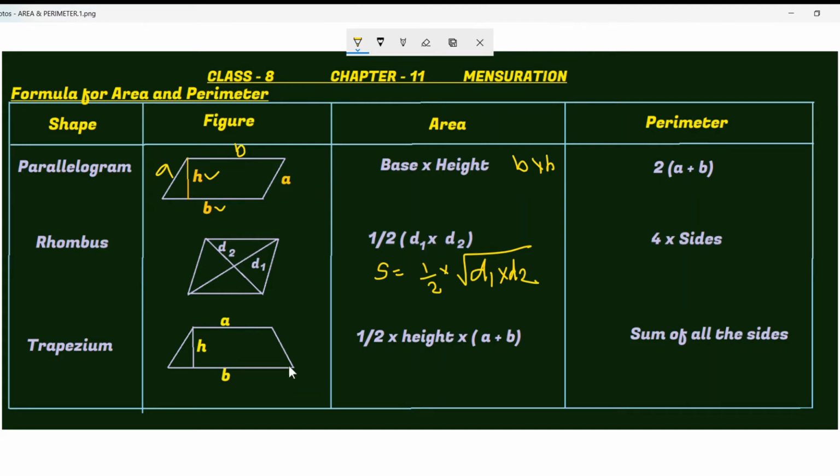We know perimeter is the measurement of the length of the boundary of the figure. So you have to add all the sides, then you will get the perimeter of the trapezium. We'll move on to the next page.